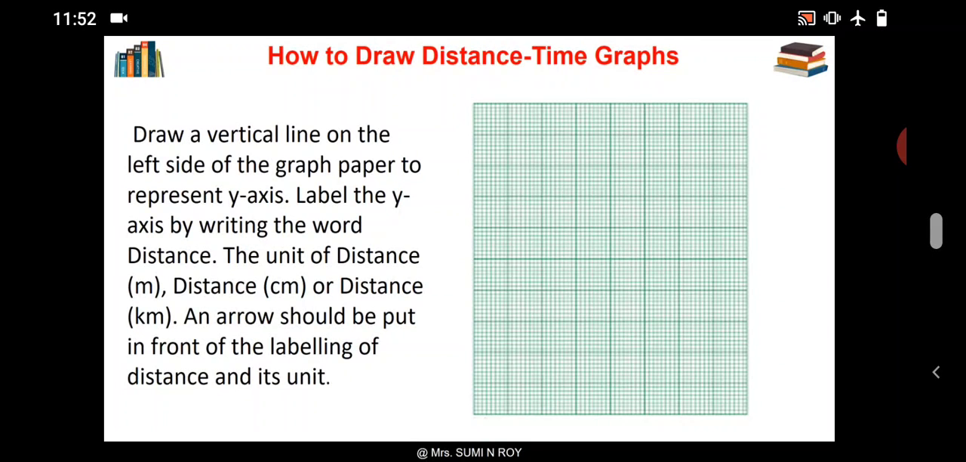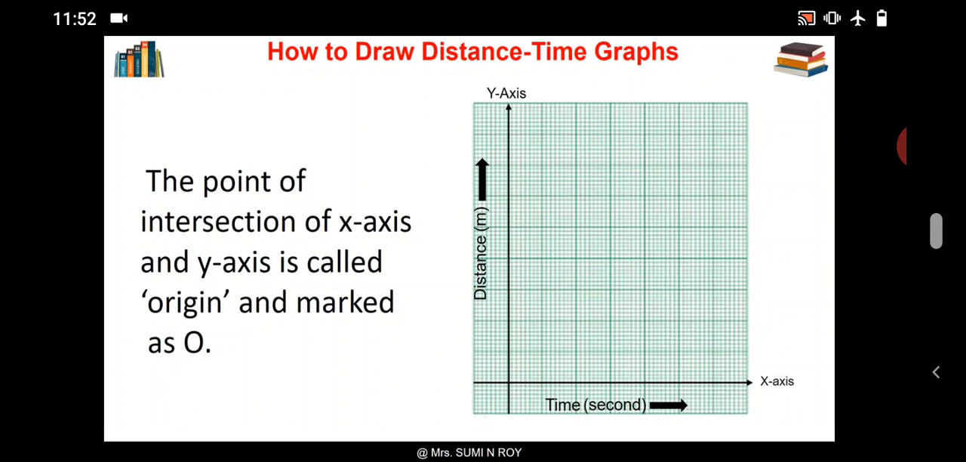Now draw a vertical line on the left side of the graph paper to represent the y-axis. The point where the x-axis and y-axis meet is called origin and marked as O.